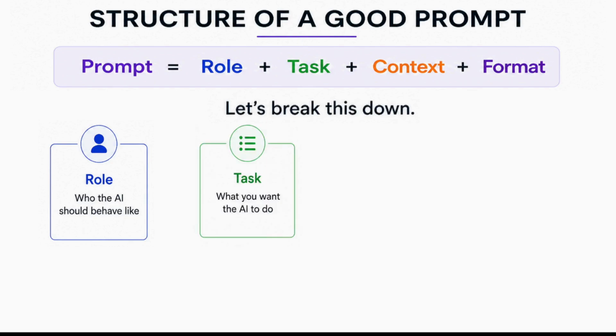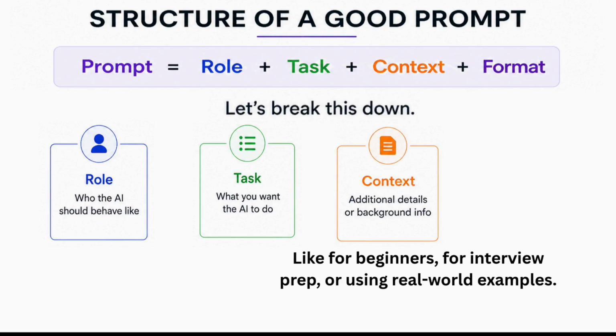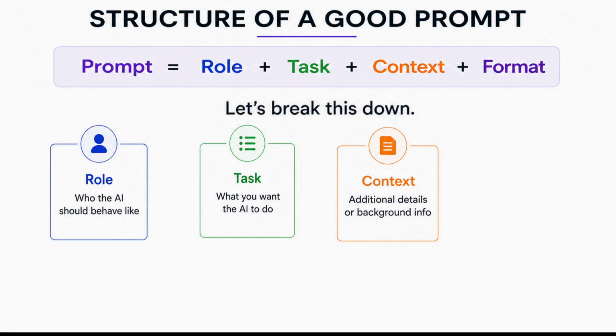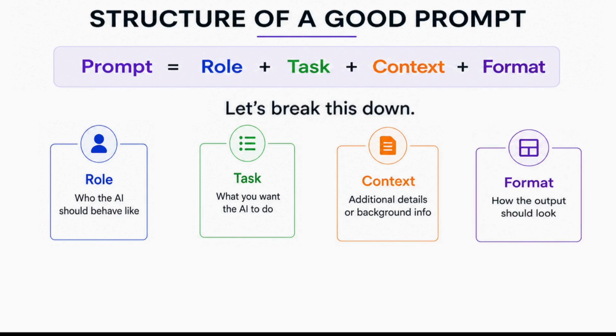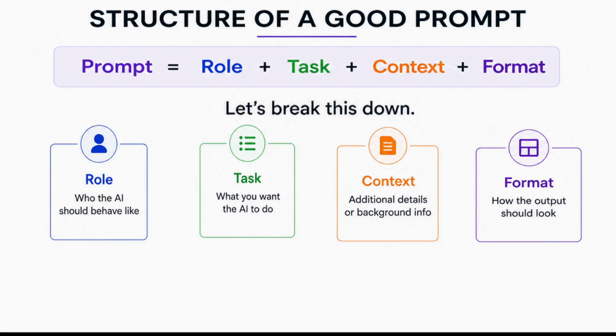Task is simply what you want the AI to do. For example, explain something, write code, debug code, anything. Context means extra details to guide the AI, like for beginners, for interview preparation, or using real world example. Format means how you want the output, with code, step by step explanation, or bullet points. Individually, these are simple, but when you combine them, you get a powerful prompt.